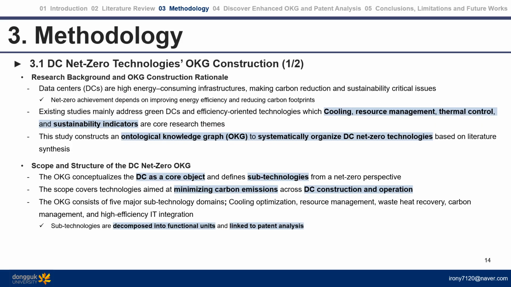Existing studies mainly address green data centers and efficiency-oriented technologies, such as cooling, resource management, thermal control, and sustainability indicators. This study constructs an OKG to systematically organize DC net zero technologies. The OKG conceptualizes the DC as a core object and defines sub-technologies from a net zero perspective. The scope covers technologies aimed at minimizing carbon emissions across DC construction and operation. Sub-technologies are decomposed into functional units and linked to patent analysis.